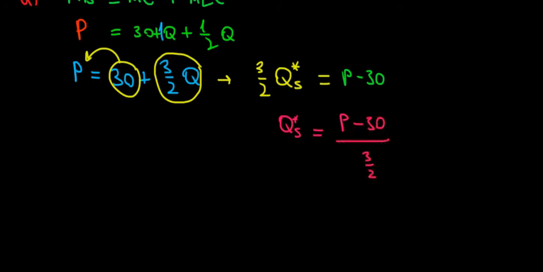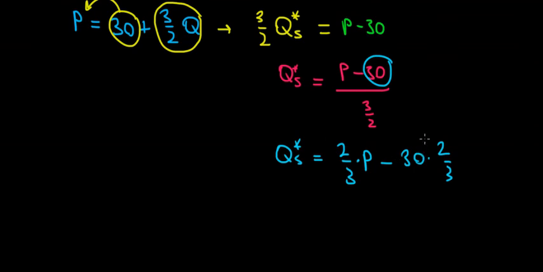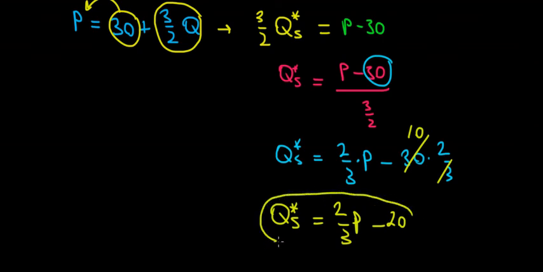meaning that we're going to multiply by 2 over 3. So we're going to multiply by 2 over 3 every term. So we have 2 over 3 times the price minus 30 multiplied with 2 over 3. Let's cancel out something so that we write the final answer. 30 and 3 cancel out, and we're left that the quantity for the social optimal level is 2 over 3P minus 10 times 2, which is going to be 20, and that will be it. In the next video we go to part B.